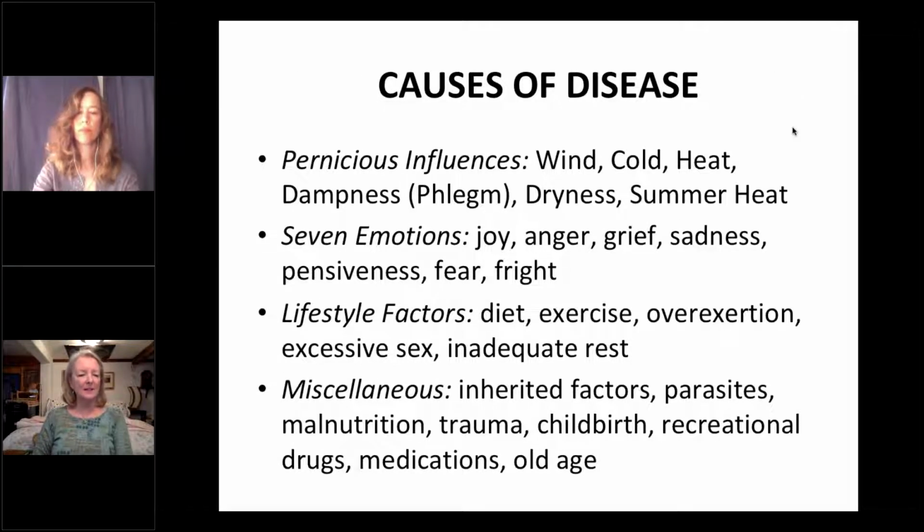Okay, so the causes of disease, you can see these up here on your screen right now. And as you can see, there are several causes. Now, the pernicious influences are external causes that can invade the body. And colds and flus, as we know, we call them invasions, wind heat or wind chill invasions. So wind, first of all, is a factor that unites with either coldness, heat, or dampness. And it blows, if you will, the influence into the body.